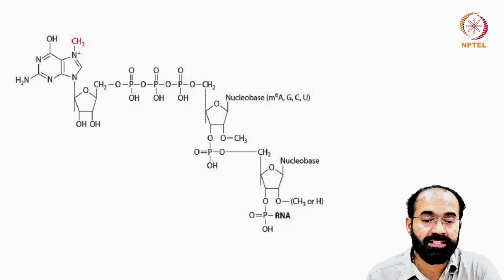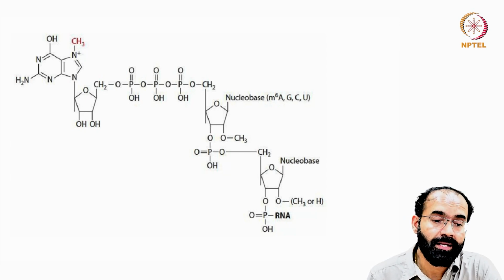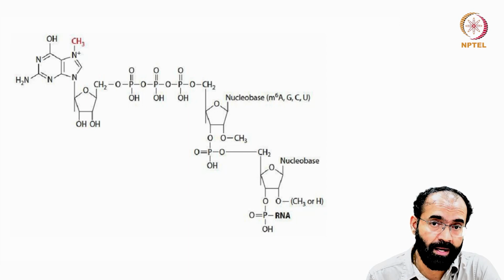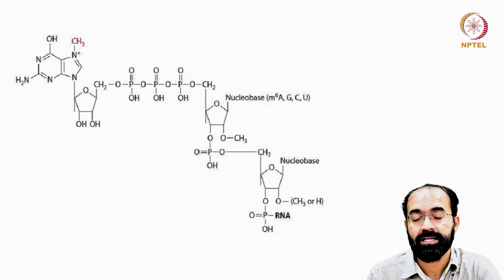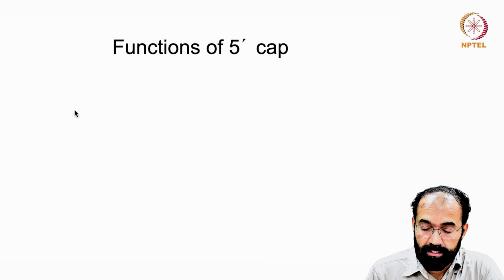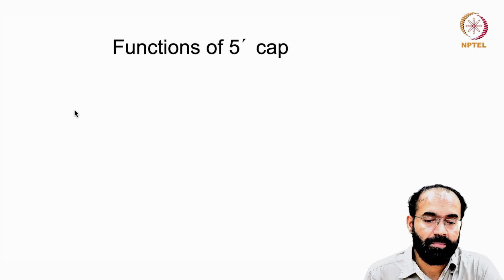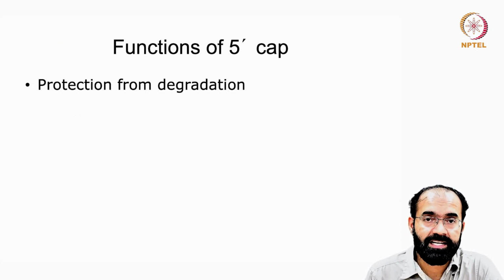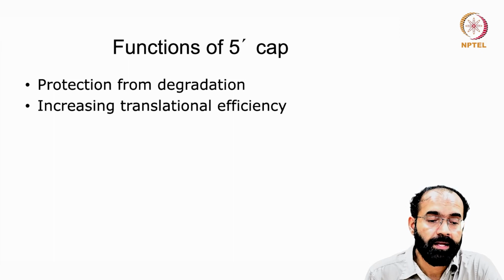So it is paired with phosphate group to phosphate group, exposing the 3' OH. This is 2' OH, this is the 3' OH of the ribose sugar. So this 5' end now resembles a 3' end. Let us see what are the functions of the 5' cap. Protection from degradation, we all know, we discussed it, and also increasing the translational efficiency.